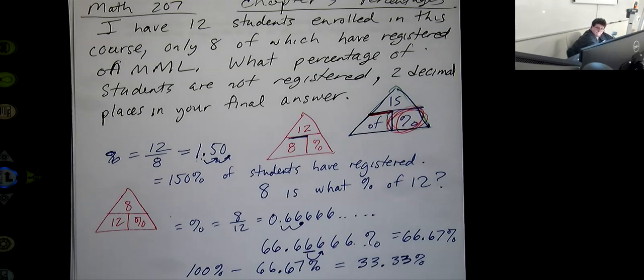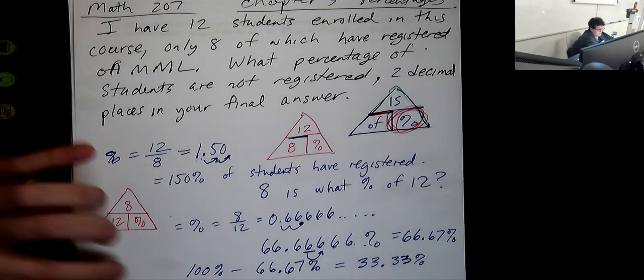So we read at the end of the problem, what's the percentage of students who are not registered? So that would be 4, so 4 over 12. That's the more work way. It's 4 to 12, that's way easier to make that fraction than just 1/3. And I know 1/3 is 0.3333, so that'd be 33.33%.